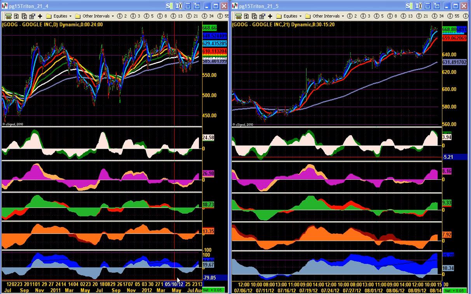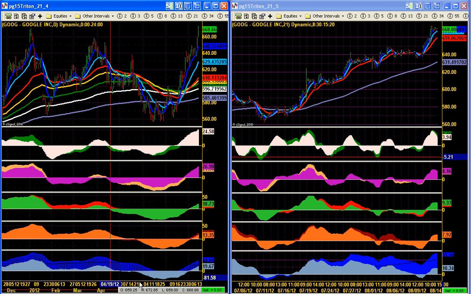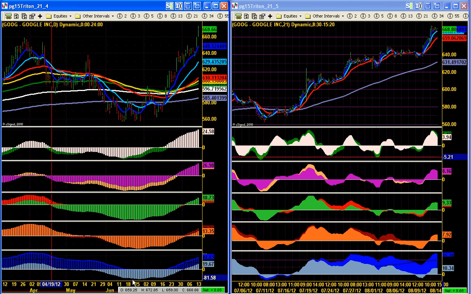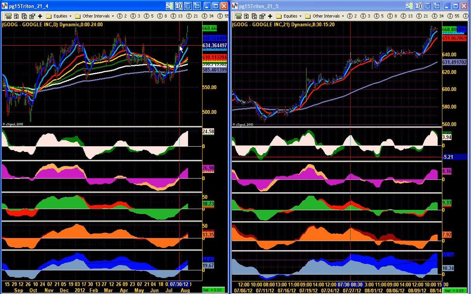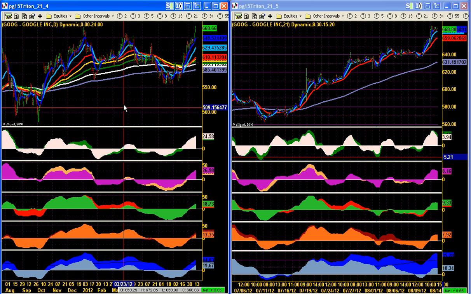So looking at Google, Google had a nice run today. It was up 8.5 points, and at one point it was up 12.5, 13 points, which I thought was already lofty when it got to 635, and now it's 668. So I think we're in brand new territory here.